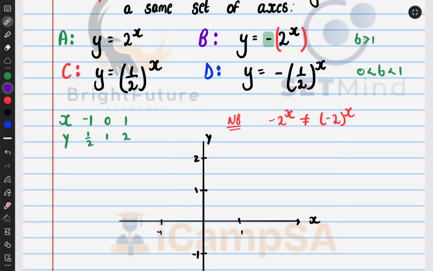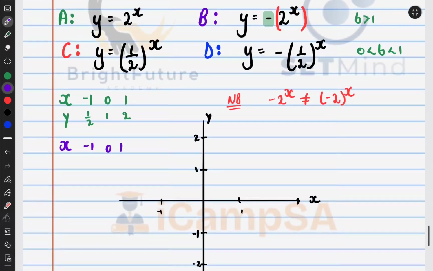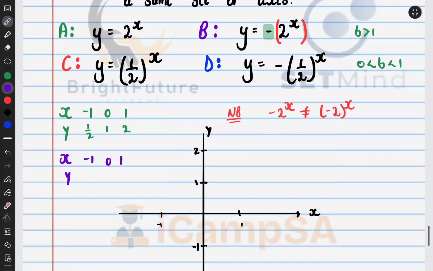And then for b, we're going to have the x values of negative 1, 0, and 1. We're going to have y being negative 1 over 2, then negative 1, and then 2 to the power of 1 is 2, so it is negative 2.